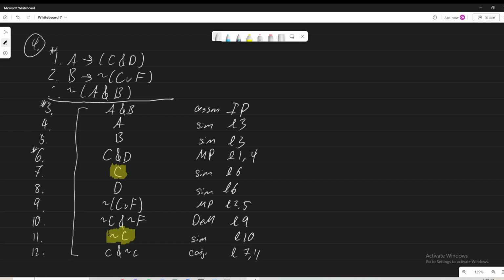Now that we've found our contradictory pair, we'll close off our subproof and discharge our assumption by writing the opposite of our assumption. Our assumption was A and B. The opposite of that is not A and B. And we figured that out using indirect proof with lines 3 through 12. So, another classic use of indirect proof. Let's do one more of these.